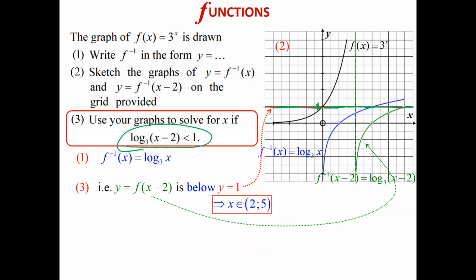Now, when is this green graph below the line y equal to 1? So it starts at this point here, and this point is actually 5. So can you see it's below it? And it carries on. But it's stopped by this asymptote sitting here at 2. So therefore, our answer would be x is less than 5, but greater than 2.